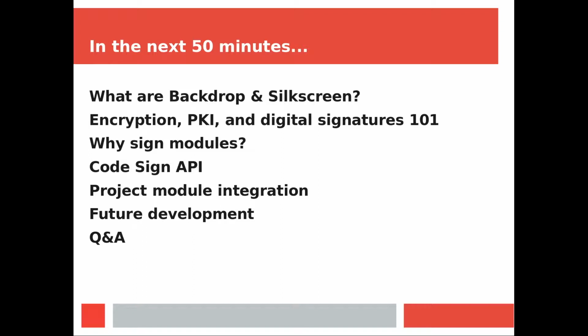We're going to do a quick primer on encryption. We're going to touch briefly on why we want to sign modules in the first place, and then we'll dive into the actual CodeSign API and how we're going to be deploying it through the project module and what we're going to be doing as we go forward. And hopefully we'll have enough time to have some Q&A at the end.